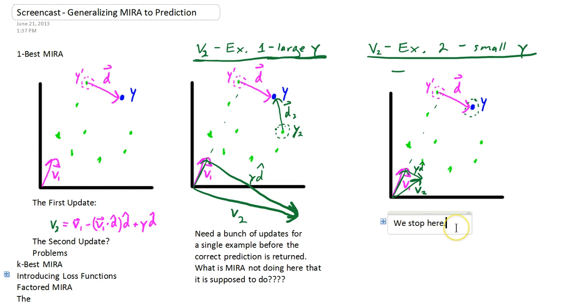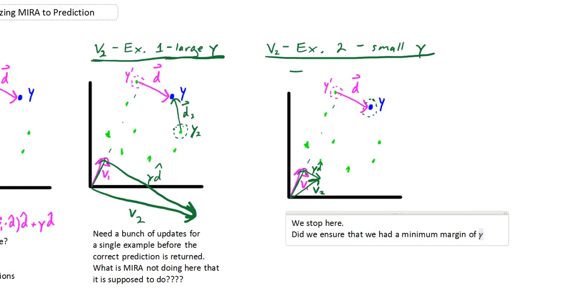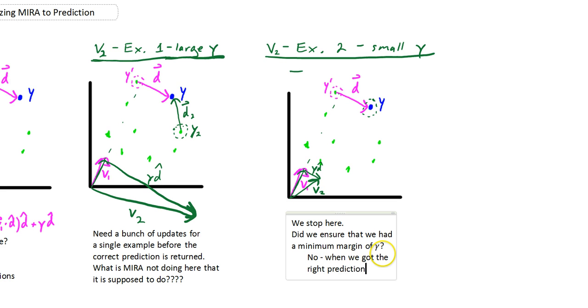My question is, did we ensure that we had a minimum margin of gamma? And the answer is, of course, no. No, because when we got the right prediction, we had no other point to compare it to, to check if the margin was big enough.